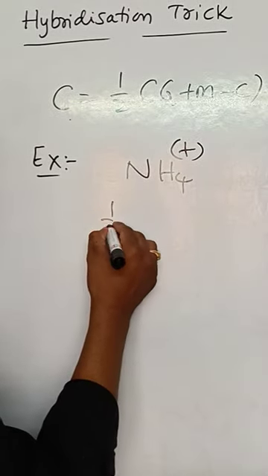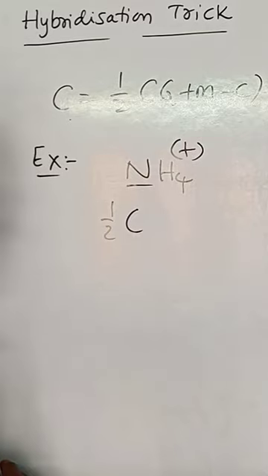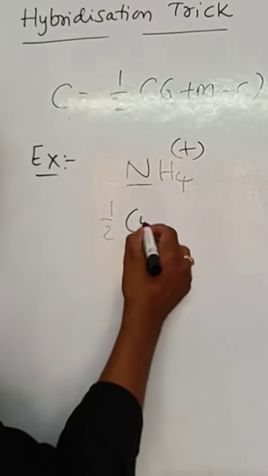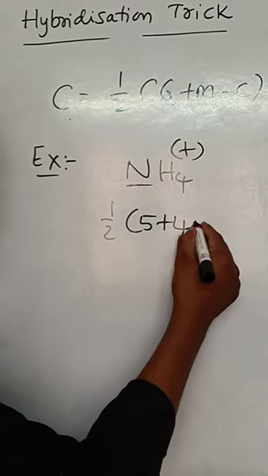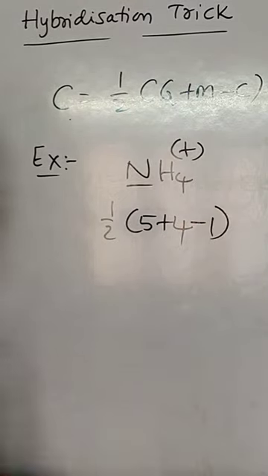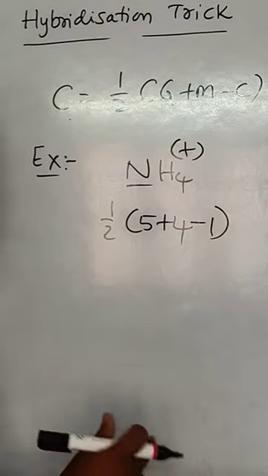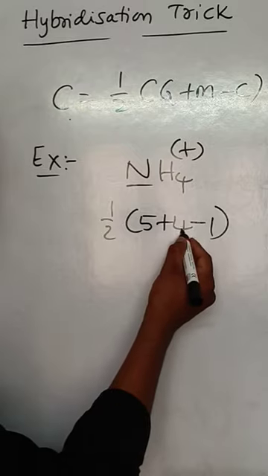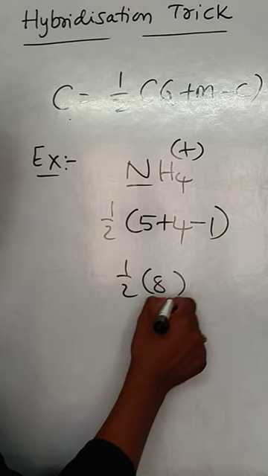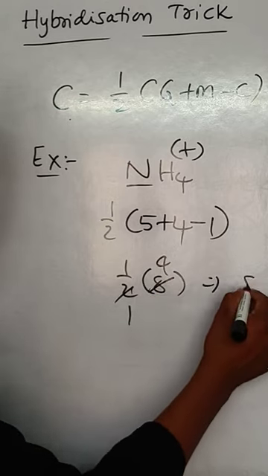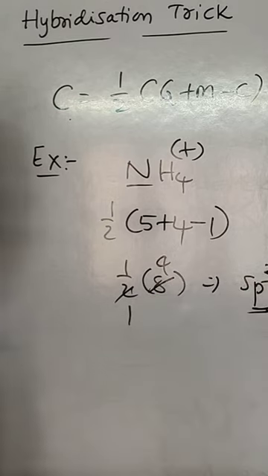Cation. So 1 by 2, its group number, central atom group number is 5, plus 4 monovalent elements, 4 are there, and then minus 1 here. There is a plus 1 charge, so that charge we should subtract. So 4 minus 1, 3. So 1 by 2, then 5 plus 3, 8. Again 2 ones, 2 fours. So 4 means sp3 hybridization.